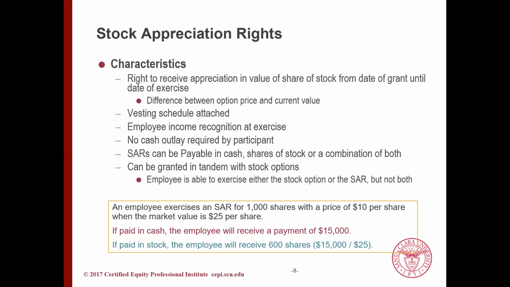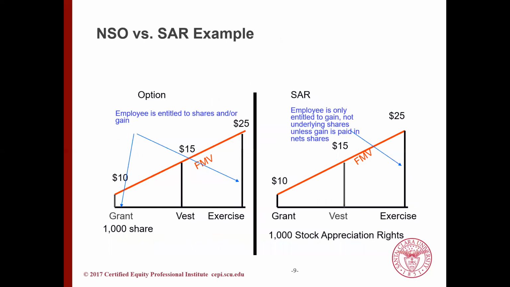If they wanted to or were eligible for shares, they would get the equivalent number of shares for that $15,000, which is 600 shares of stock. And then the next slide shows how this is different from non-qualified stock options.